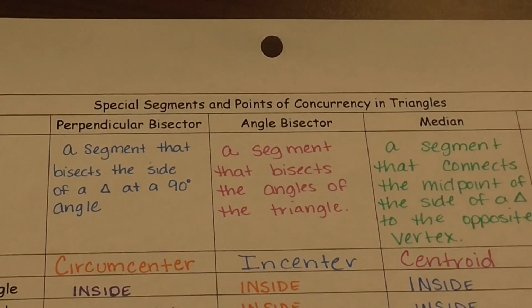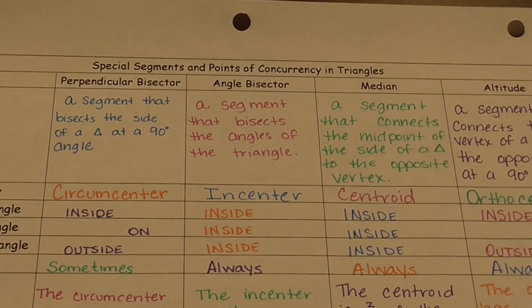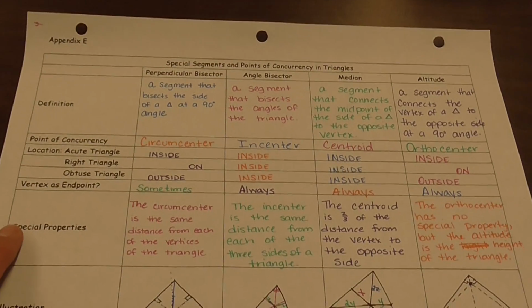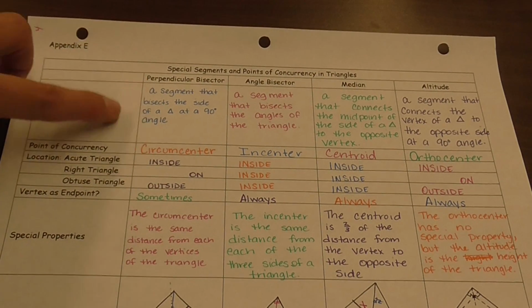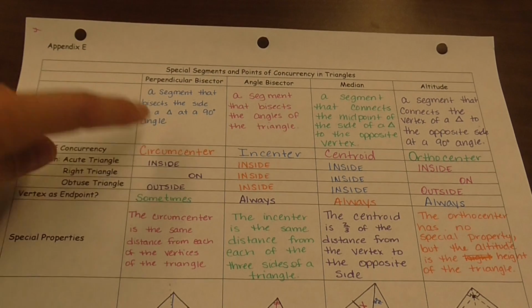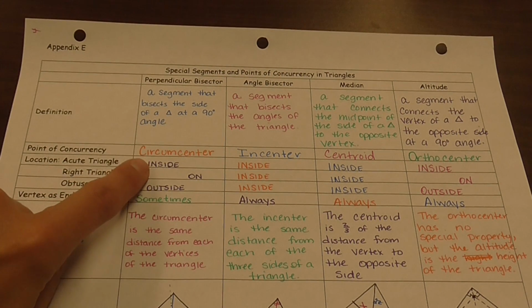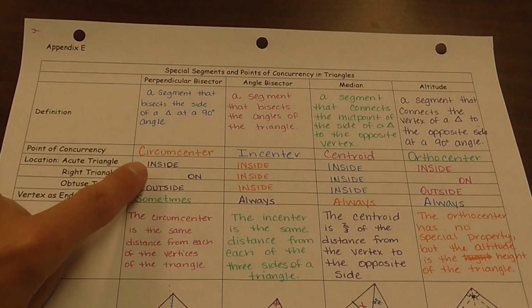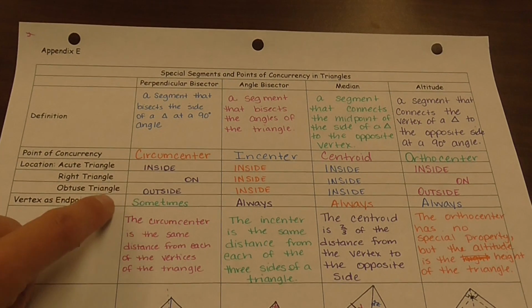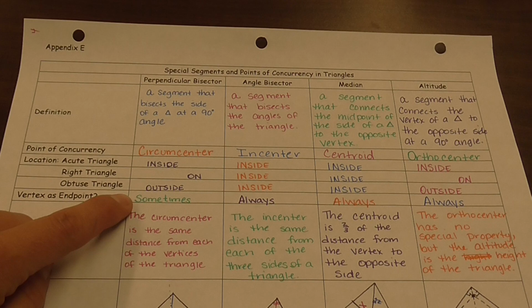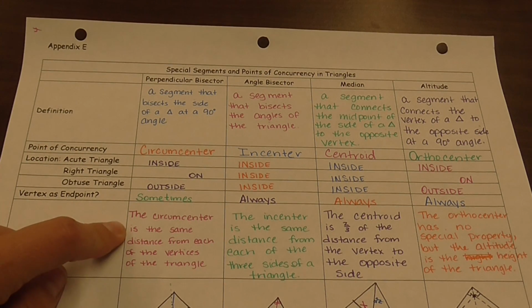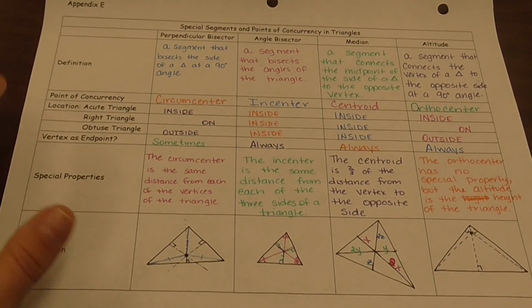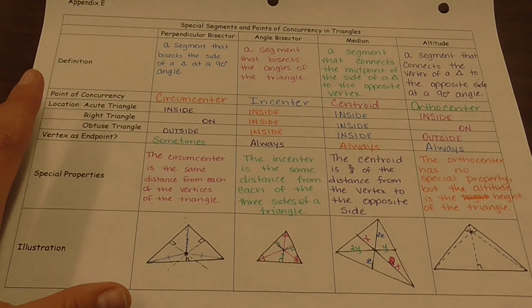What I sent home with you tonight is this sheet right here. Okay, all this does is organize everything really nicely for you. Perpendicular bisector and its definition. Circumcenter is the point of concurrency it makes. For acute angle, it's inside. A right triangle, it's on. Obtuse, it's outside. Does the vertex work as the endpoint? Sometimes. All right, the circumcenter is the same distance from each of the vertices of the triangle. And then this is just where you would put a picture of one.